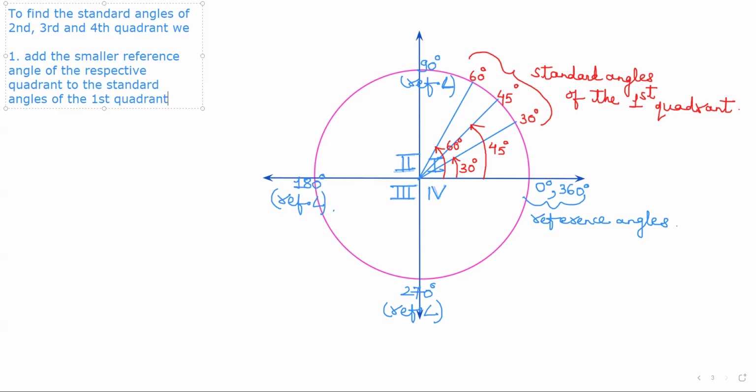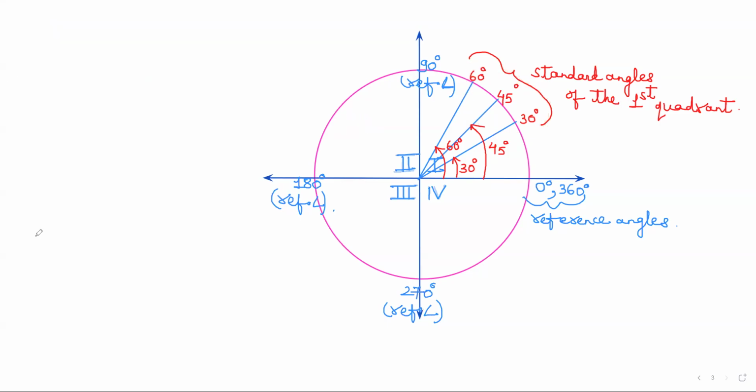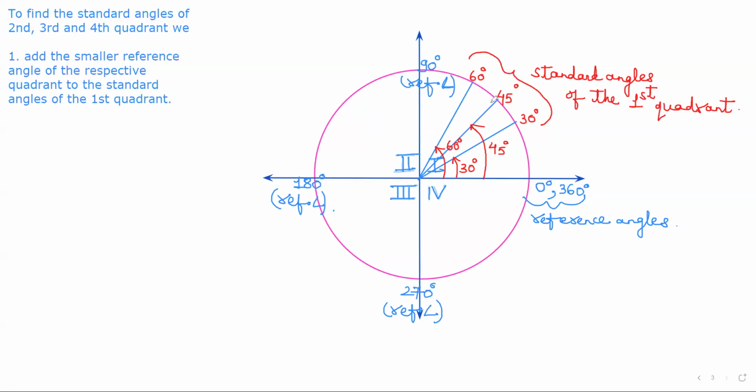What do we do? I'll say it in Hindi also. We add the first quadrant's standard angles to the smaller reference angle. So for the second quadrant, which one is the smaller reference angle, 90 or 180? 90, right? So to 90, we will add the standard angles of the first quadrant: 30, 45, 60. Okay, how will we do it? I'll show it to you.